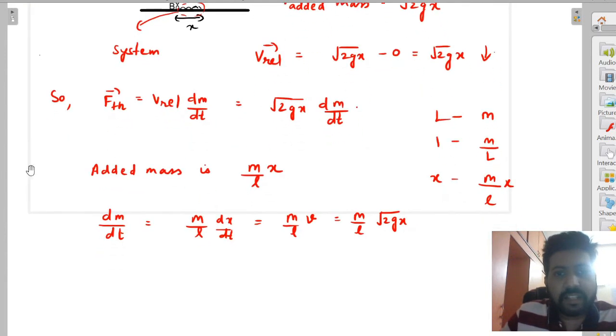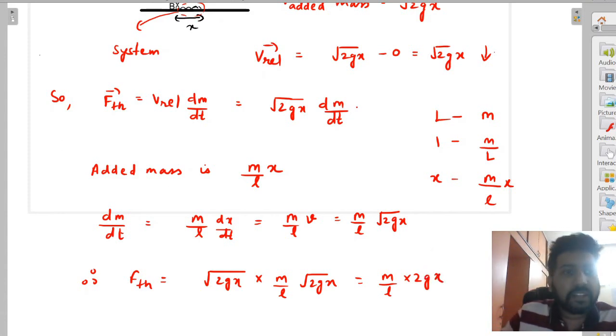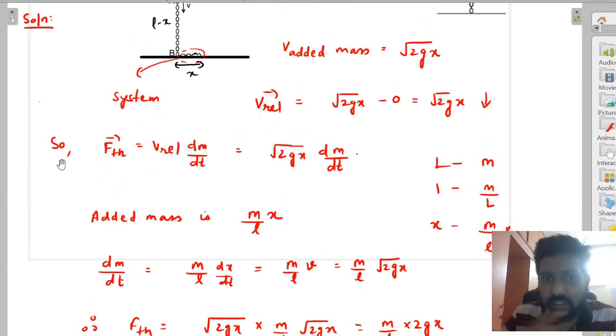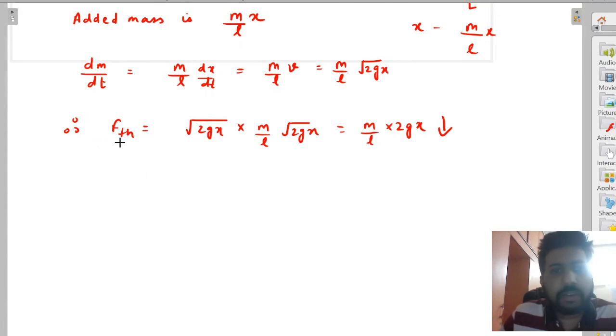So the magnitude of the thrust force will come out to be root 2gx multiplied by m by L into root 2gx. That is equal to m by L into 2gx, and the direction of the thrust force will be in the direction of relative velocity. The relative velocity is downwards, so the direction of the thrust force will also be downward. So we have got the thrust force as m by L multiplied by 2gx.